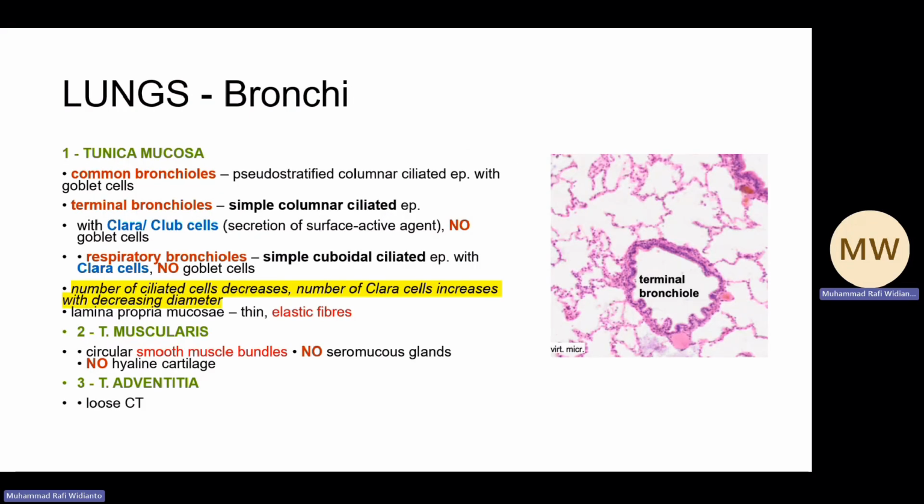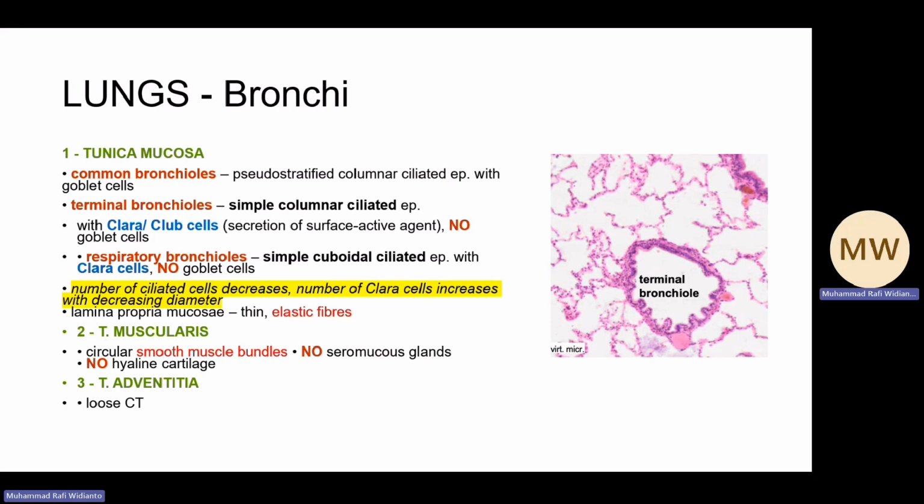So this slide is very important because it contains most of the information that you need to know. So the bronchi can be split into different layers. The first layer you'd have would be the tunica mucosa. The second layer would be the tunica muscularis, and the third layer would be the tunica adventitia. What's important is that within each layer of the bronchioles, there contains different epithelium. For example, in common bronchioles, we'd have the pseudostratified columnar ciliated epithelium with goblet cells, and in the terminal bronchioles, we'd have the simple columnar ciliated epithelium.